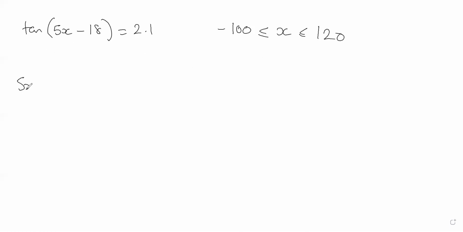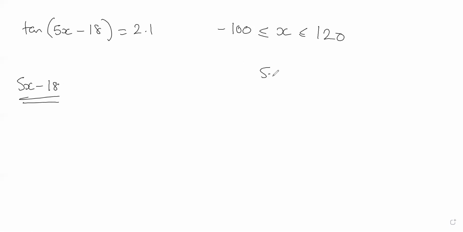So let's say tan of 5x minus 18 equals 2.1. They've asked me to give all the answers between, let's say, minus 100 to 120. Okay, so first thing I'll do, I'm obviously going to be getting answers for 5x minus 18.